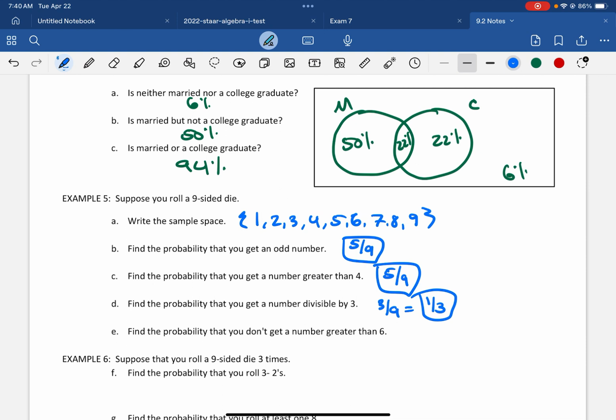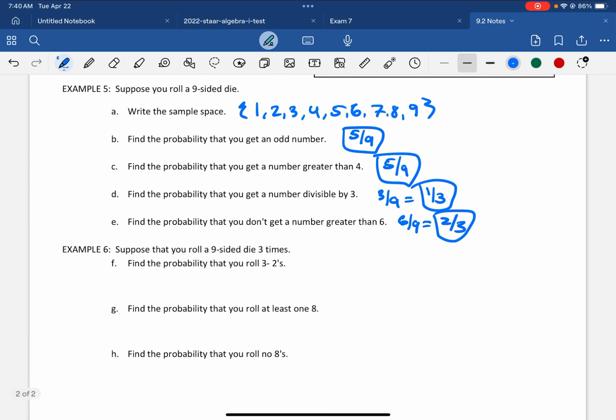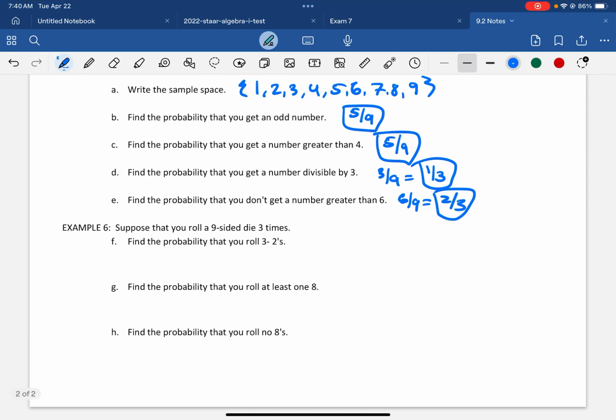E says find the probability that you don't get a number greater than 6. Okay. You don't get a number greater than 6. How many numbers are not greater than 6? Well, there's only 3 that are greater than 6, so 6 of them are not greater than 6. So 6 out of 9, which reduces to 2 over 3. Okay. All right.